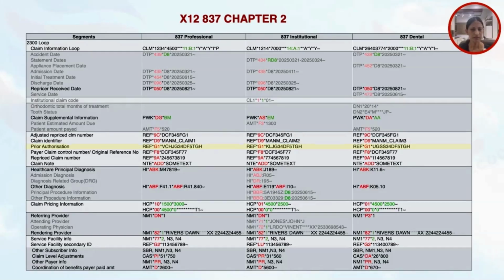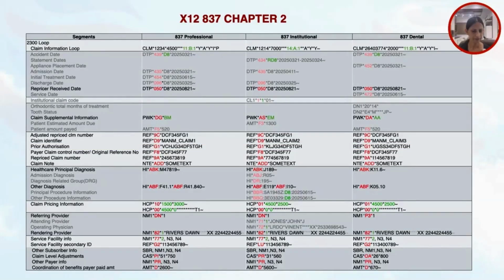Now, the REF G1, it's for prior authorization. So, this REF with the G1 qualifier carries the pre-authorization number that was earlier provided by the payer as part of the 278 response. So, this pre-auth number here helps with the claim payment.